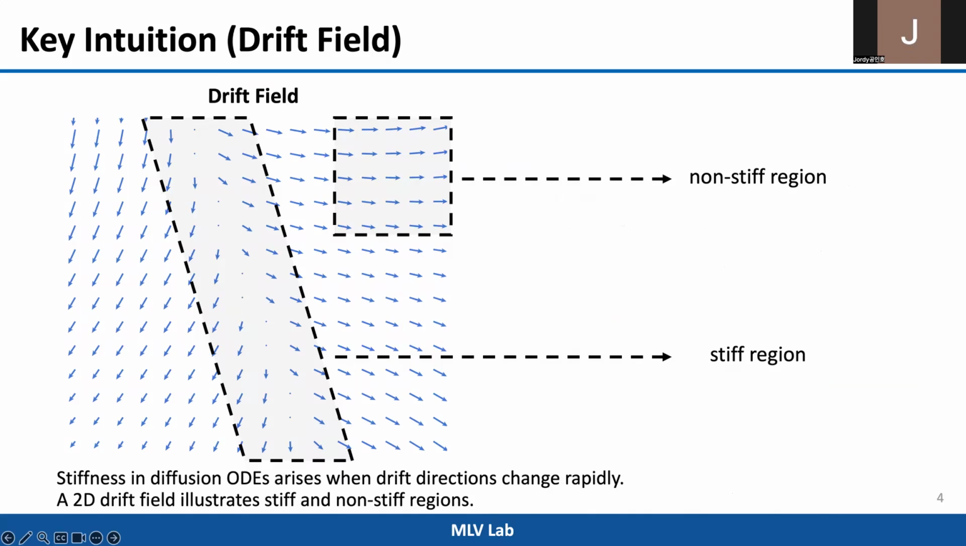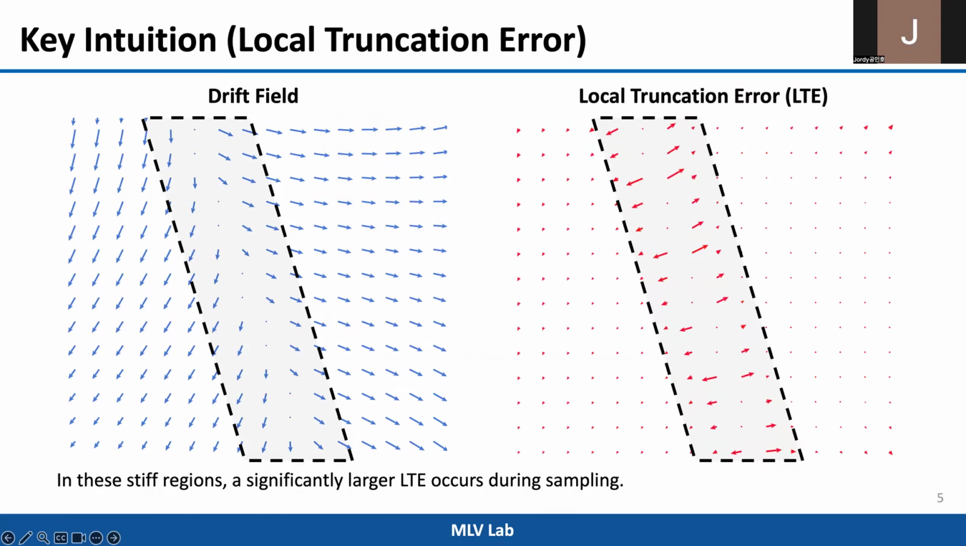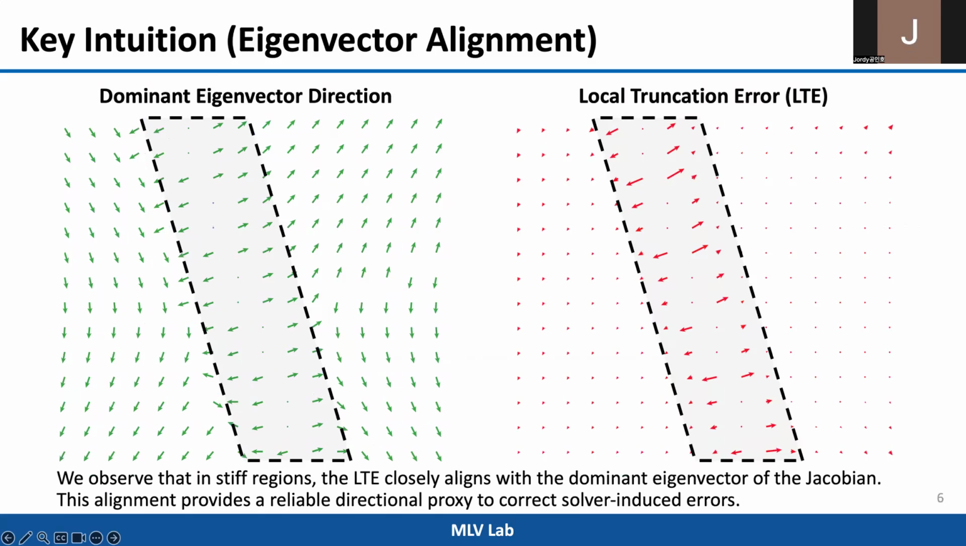In ODEs, we quantify this degree of rapid change as steepness. When the sampling trajectory passes through these steep regions, standard numerical solvers simply cannot keep up with the sudden changes. This inability to adapt naturally leads to a massive surge in local truncation error, LTE.